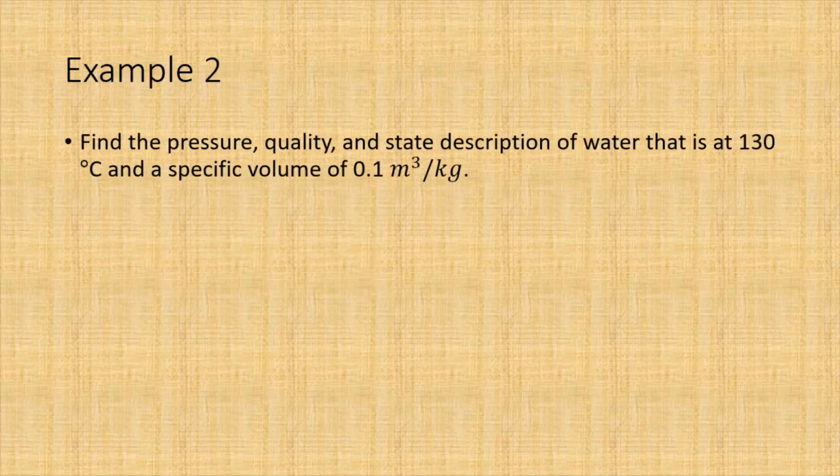Example 2. Find the pressure, quality, and state description of water that is at 130 degrees Celsius and a specific volume of 0.1 meters cubed per kilogram. As before, pause the video to try the example first, then continue watching for the solution. Alright, here is the solution. Since we are given the temperature and specific volume, we should go to the temperature table to find the state description.